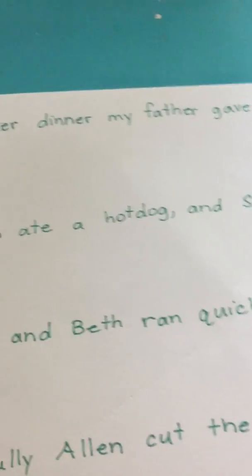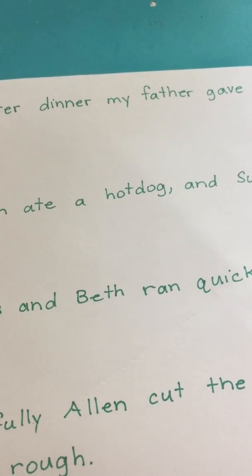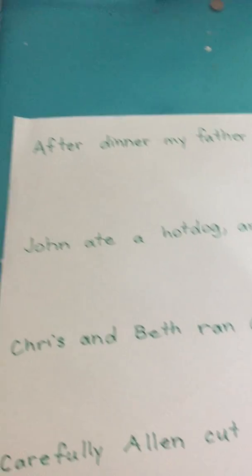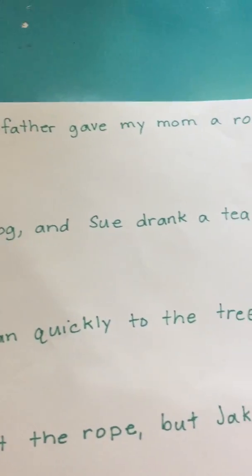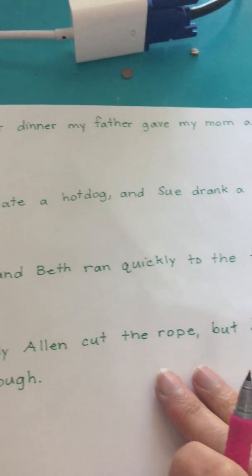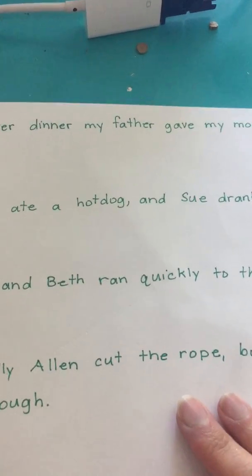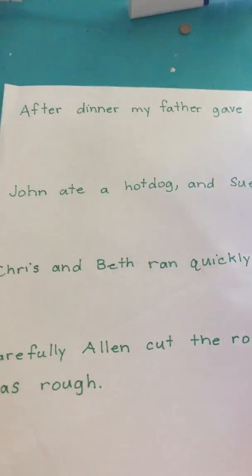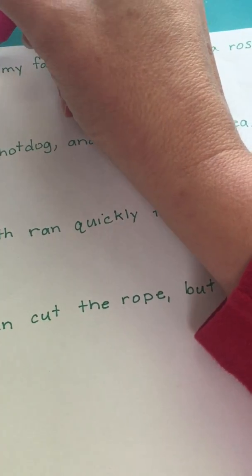All right, today we're going to review diagramming prepositional phrases and diagramming compound sentences. Our first sentence is, after dinner, my father gave my mom a rose. And remember, in order to be successful in diagramming, you really want to go in there and identify all your sentence parts before you diagram.